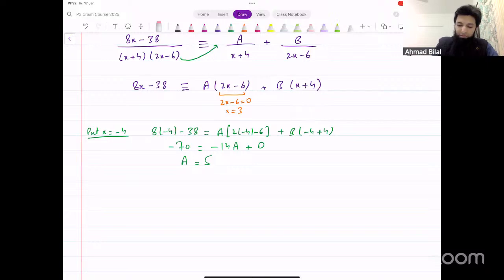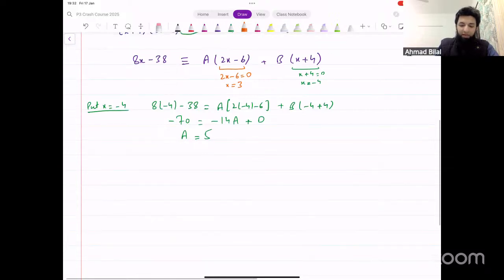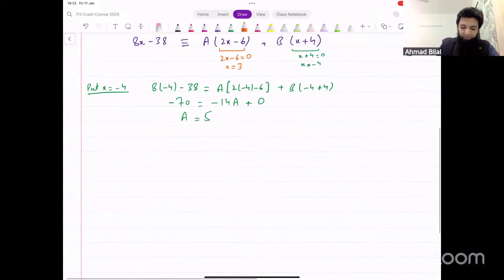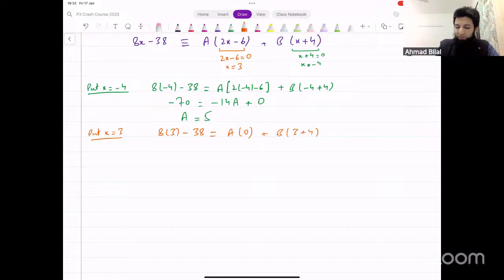Okay, I can make it a bit smaller, so just less clutter. x plus 4 equals 0, x equals minus 4. So we had one value which was minus 4, and the other value x equal 3. Let's do that next now. We say, let's input x equal to 3 now, because that will make this bracket 0. So we have 8 into 3 minus 38, that is equal to a times 0, right? This gets eliminated, plus b into 3 plus 4, and we have 24 minus 38, which is minus 14, equal to 7 times b, and the value of b turns out to be minus 2. We have the values of a and b that we were looking for.